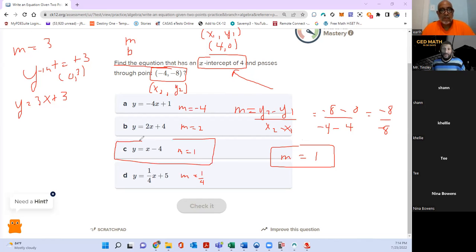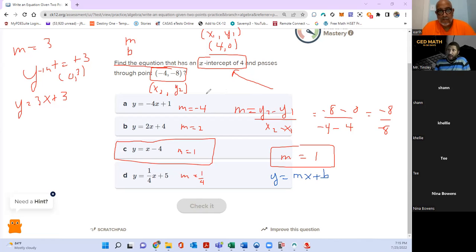It's no more work for me to do because if there was another equation that had a slope of 1, then you would have to use the point and the slope to find the y-intercept. But in this case, I don't. But let's do it anyway. Y equals mx plus b. It doesn't matter what point you use.